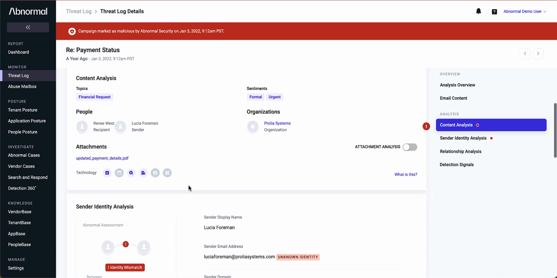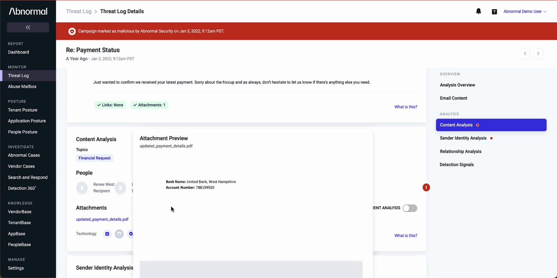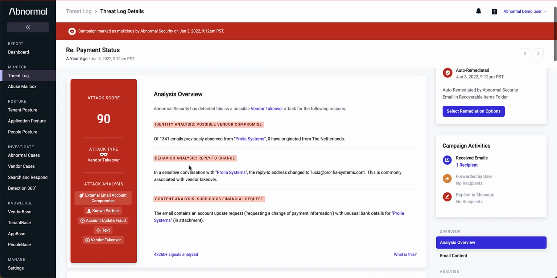We can also take a look and see that there were no links in this email. However, there was one attachment, but the attachment was a simple PDF with some banking information. Nothing from a threat intelligence or sandboxing perspective that would ever detect this as malicious. So how is Abnormal able to uniquely detect this attack as being malicious?